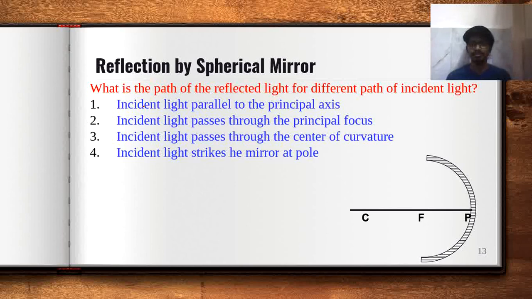Okay, that means if I have two reflected rays, then I can easily find the point where the image is formed, because the other reflected rays will meet at the same point.